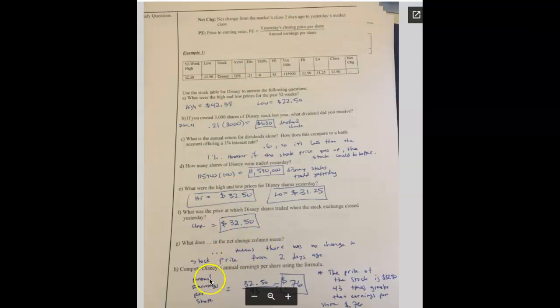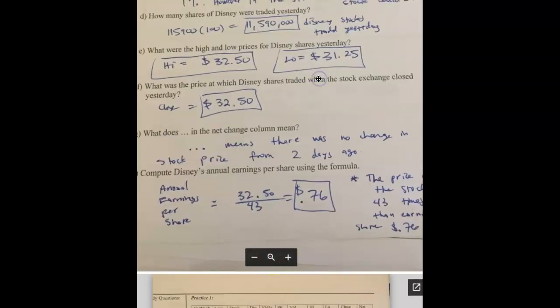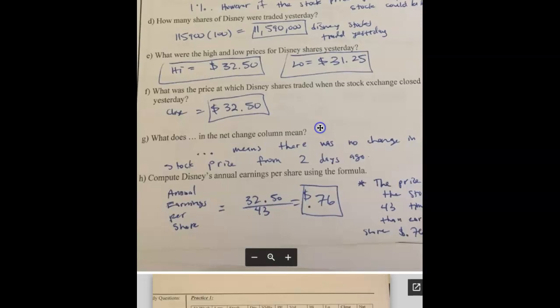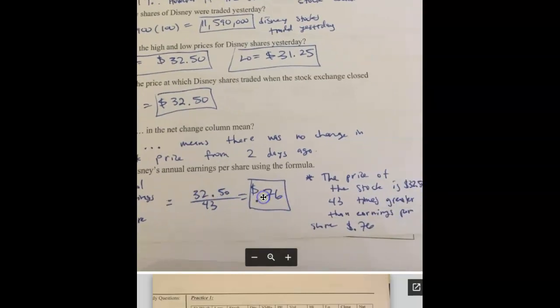You can see annual earnings per share is going to be yesterday's closing price divided by the PE, the price to earnings ratio. So again, annual earnings per share is yesterday's closing price divided by the PE. And if you do that, you see it's 76 cents. So the price of the stock is $32.50, which is 43 times greater than the earnings per share, which is 76 cents.